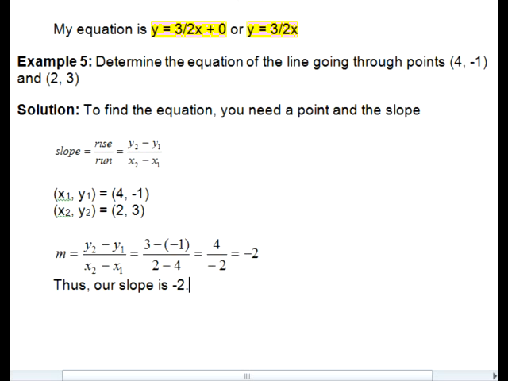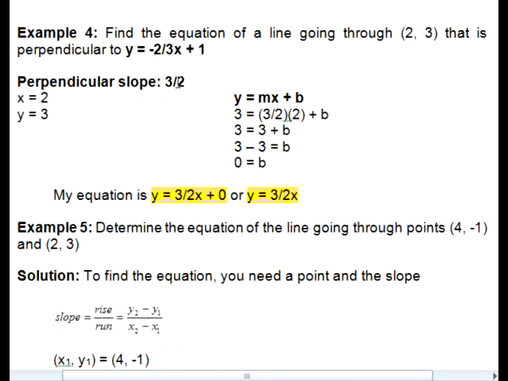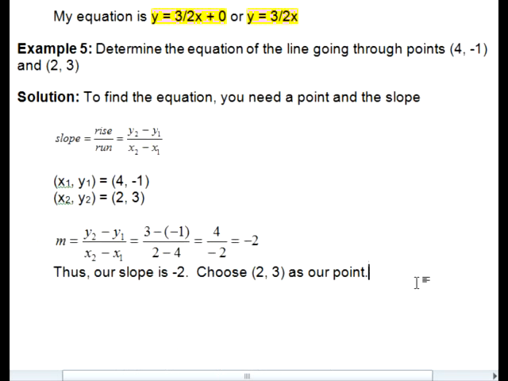Now we have to pick our favorite point. Any point will work. I'm going to choose 2, 3 as our point. Now you don't have to choose that. The other one would have worked as well. But now we can do exactly what we did on the previous questions, right? We have our m, we have our x, and our y, and you can just sub in here to get your b. So I'm going to choose m is equal to -2, x is equal to 2, and y is equal to 3. If you chose the other point, you'll get the same answer. I just like these because all the numbers are positive.